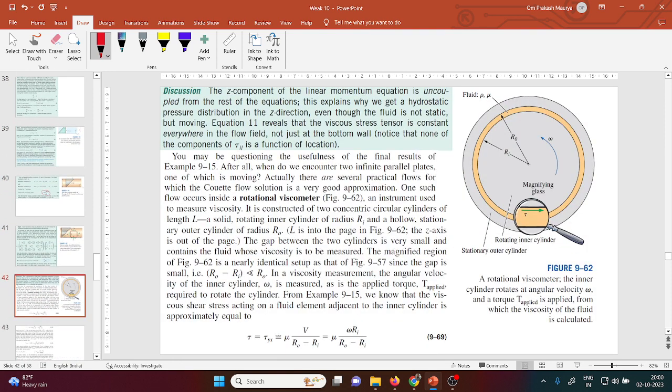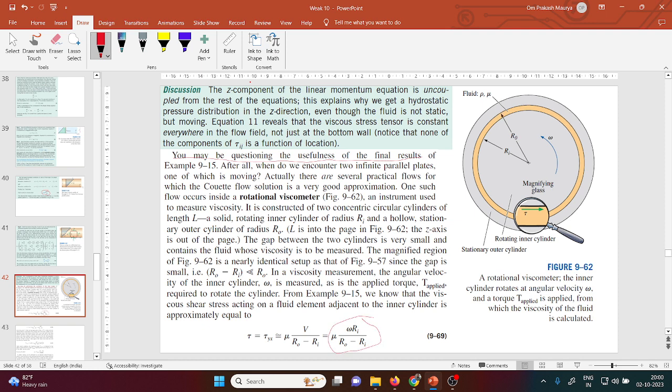Now here is the application. Here it is written very well. You may be questioning the usefulness of the final result of the above example. After all, what is the application of this? This is the viscometer. We are calculating the viscosity using this. So this formula is very, very important. You must remember these things, because we are going to utilize them in calculating the viscosity of any fluid.